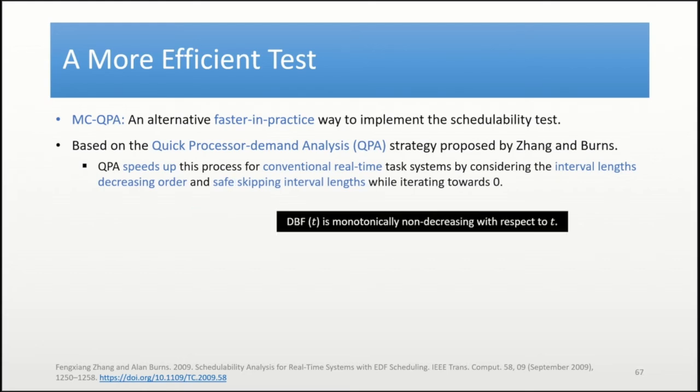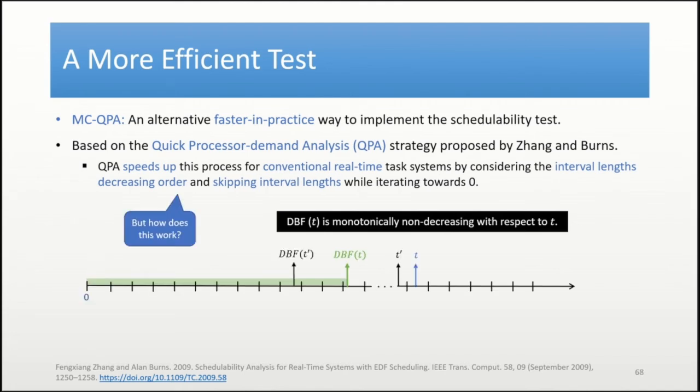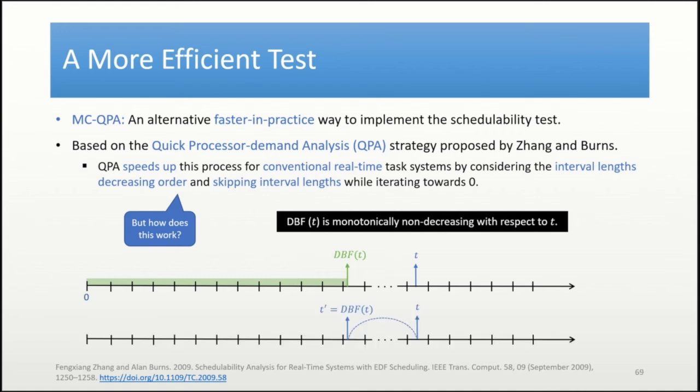But how does this work? In order to safely skip through the interval lengths, QPA exploits a critical insight: the cumulative processor demand, denoted here by dbf of t, of a conventional real-time system is monotonically non-decreasing with respect to the interval length t over which it is calculated. So for any t prime less than t, we have dbf of t prime less than or equal to dbf of t at most. Using this insight, QPA can safely skip through all interval lengths between t and dbf of t. So the next point that needs to be checked is t prime equals dbf of t.